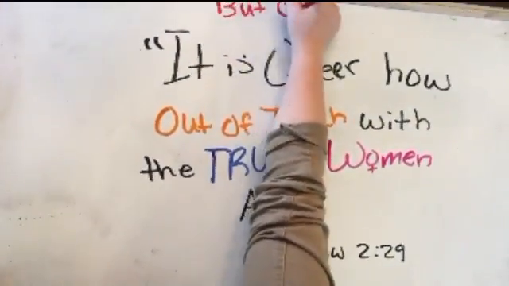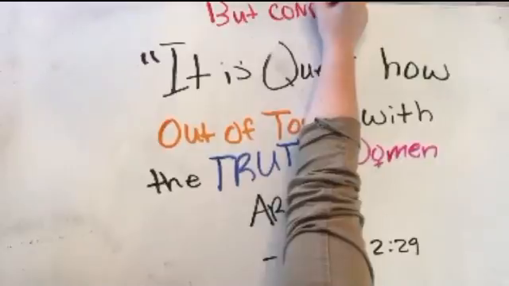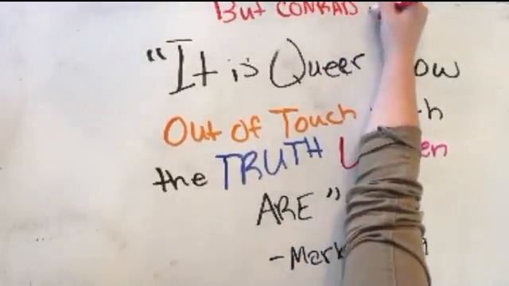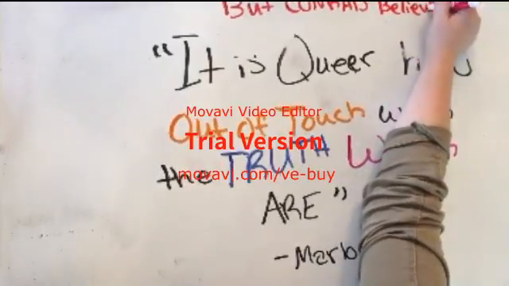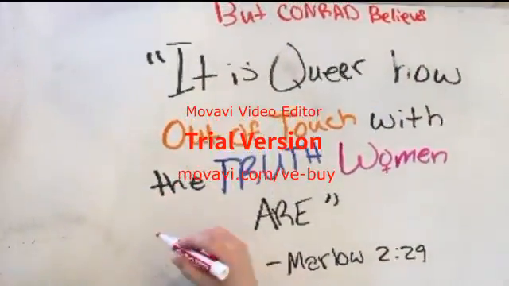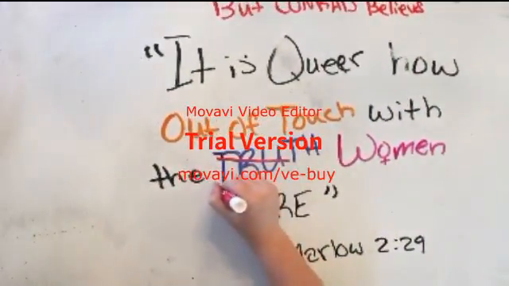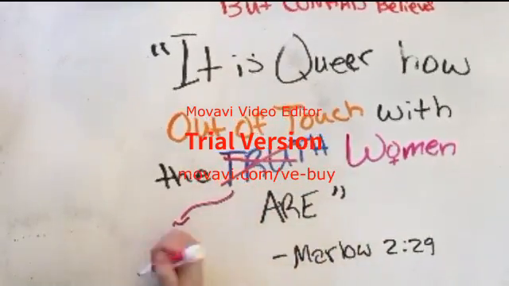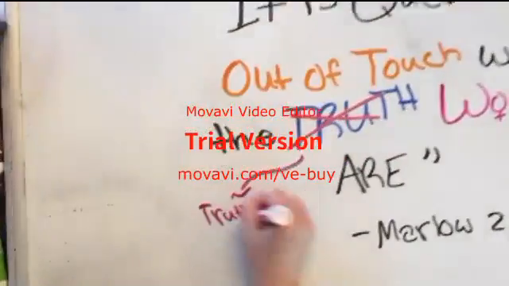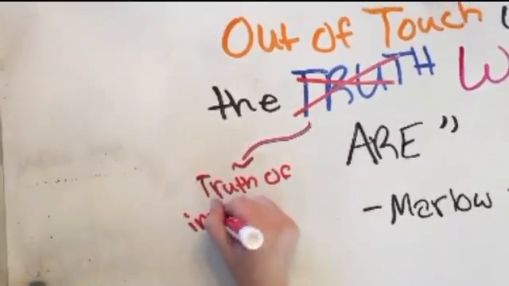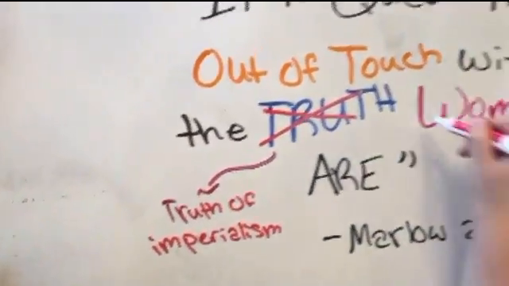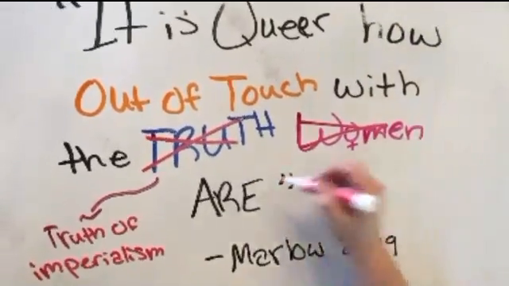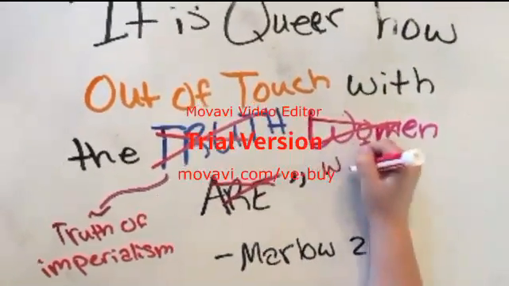Conrad uses this juxtaposition of women and Western society to convey his true beliefs through Marlowe's ignorance and confusion that it is not really queer how out of touch women are with the truth. It is queer how out of touch Western society is with the truth of imperialism.